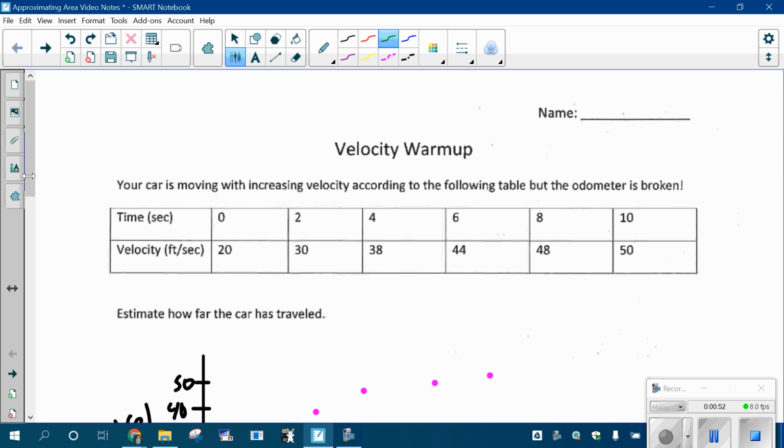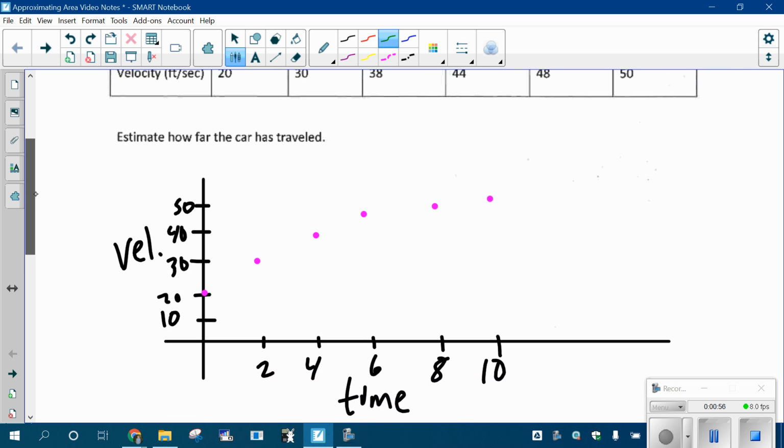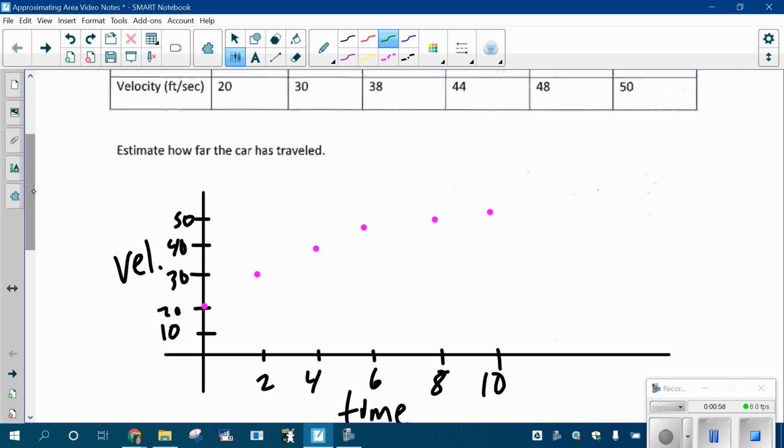Okay, so I drew a little graph here of time versus velocity. And what I'm trying to estimate is the distance, how far the car has traveled, on this graph. First, this is the velocity graph, and although they only give us those points, it's continuous, of course. You're not having any holes in your velocity. It's not like you don't have a velocity at some point in time. So although they only give us these points, the graph is definitely continuous.